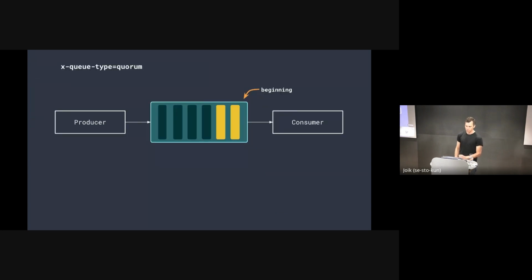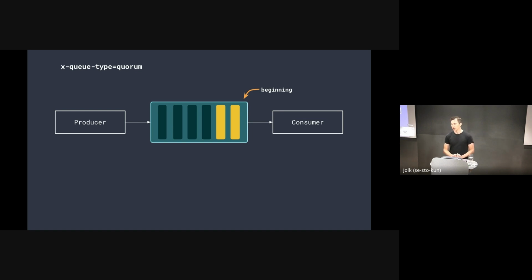Okay, a queue in RabbitMQ. You have a queue here. You have 2 messages in the queue. We have a producer and we have a consumer. The rules for this are that the consumer always has to consume from the beginning of the queue, and the producer always has to produce to the end. And when the consumer consumes a message, it's removed from the queue. So consuming a message from a normal queue is a destructive action. The message is removed.